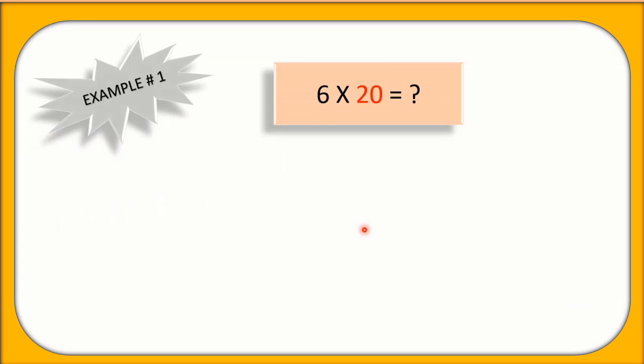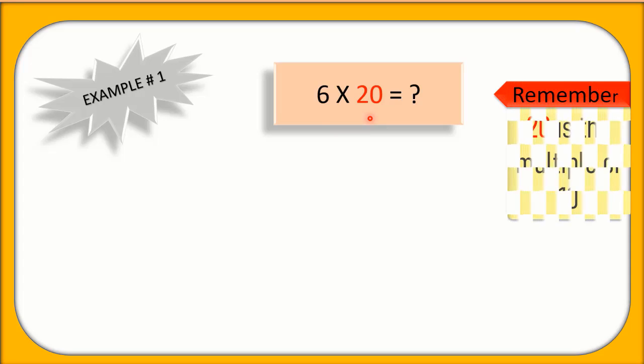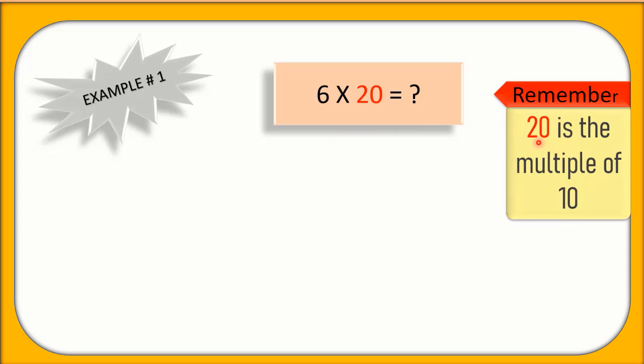Let's see example number 1. We have 6 multiply 20. Do you know what is 20 here? Remember this? 20 is the multiple of 10. Okay? So 20 is the multiple of 10. And we are going to multiply 6 with the multiple of 10.